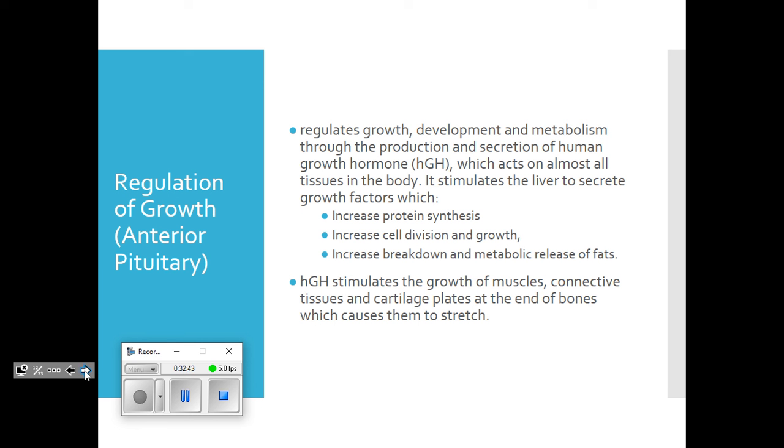So this is what growth hormone, which is produced by the anterior pituitary, does. For most of the hormones, we're also going to talk about the pathway that they're part of. What stimulates them to be produced? What is their negative feedback loop? How does that work? And so that's what my next slide is about.